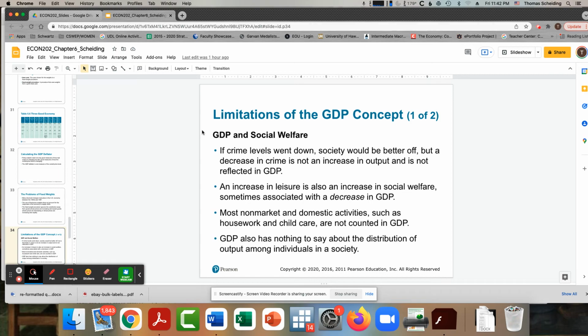Also not included in GDP are things like leisure, resting, going outside and enjoying nature. None of that would lead to increases in the real GDP. GDP also is not going to count any non-market activities.